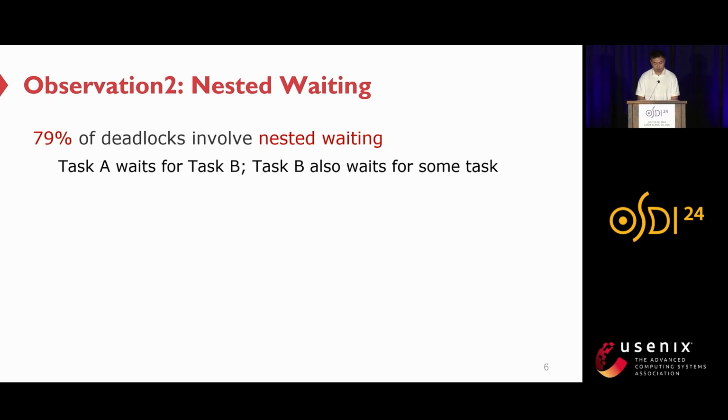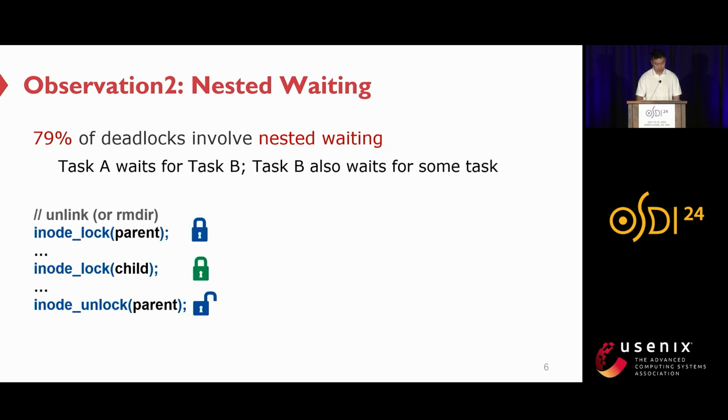Our second observation is that most deadlocks involve nested waiting, where a task A waits for another task B, and the task B also waits itself for some task. Such nested waiting introduces complex dependencies of progress, which is prone to deadlocks. For instance, the rule for removing an inode is to first acquire the parent lock, and then hold the parent lock to acquire the child.